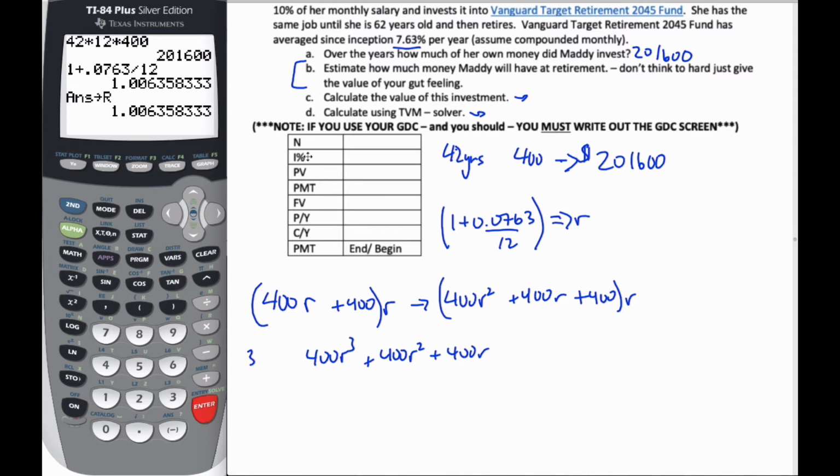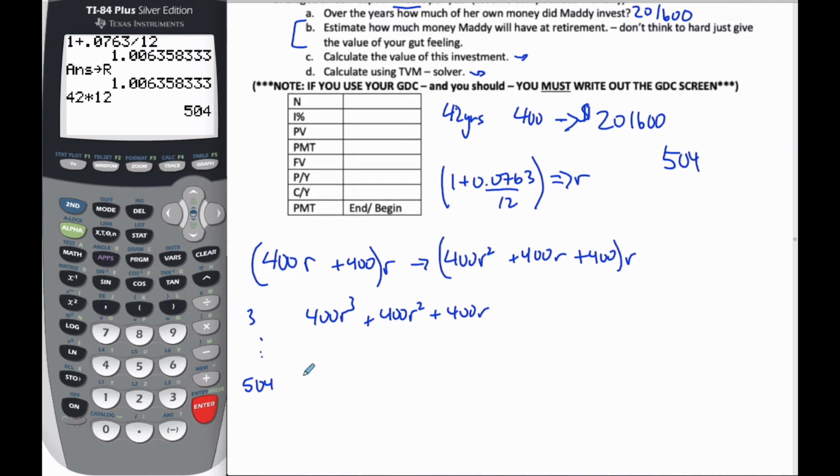If I want to find out how many months in total, it's going to be 42 years times 12 months, so she's doing this for 504 months. This is at the end of the third month. If I continue the pattern, in the 504th month, it's going to be 400R to the 504 plus 400R to the 503 plus all the way down to 400R. And this is all the 504 months that she's done it.